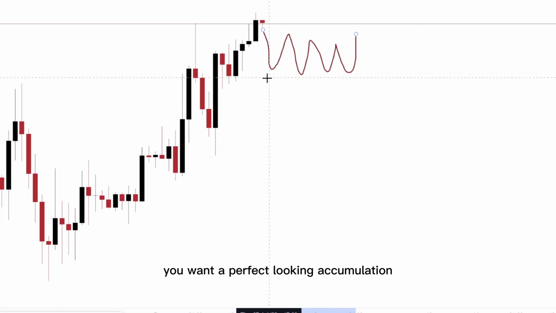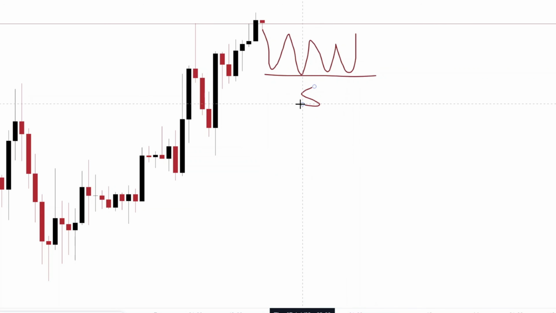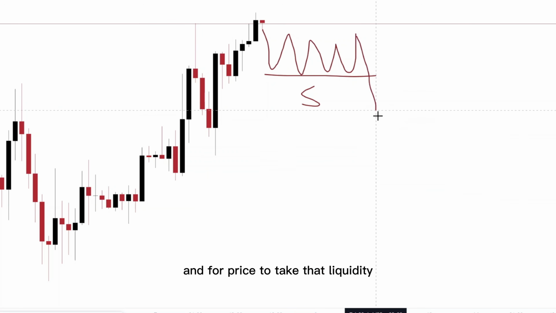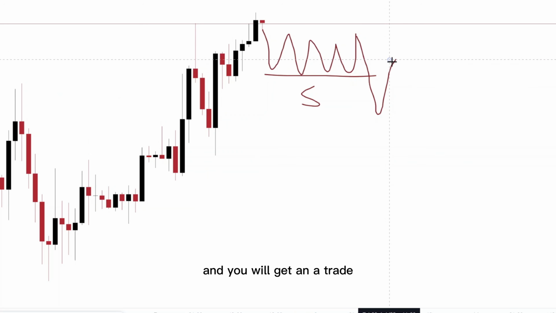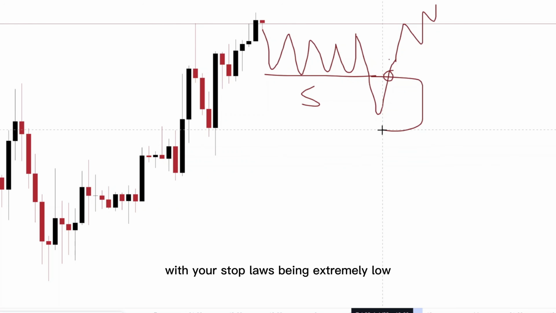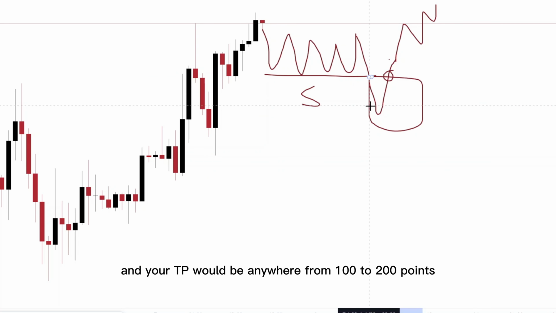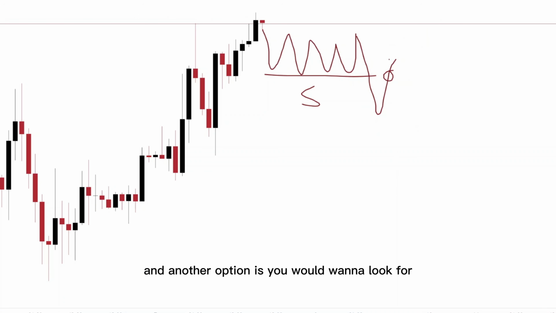You want a perfect looking accumulation where the liquidity is built, and for price to take that liquidity, and you will get in a trade once price comes back inside of the range here, because you would anticipate the expansion, with your stop loss being extremely low, somewhere around 5 to 6 points, and your TP would be anywhere from 100 to 200 points.